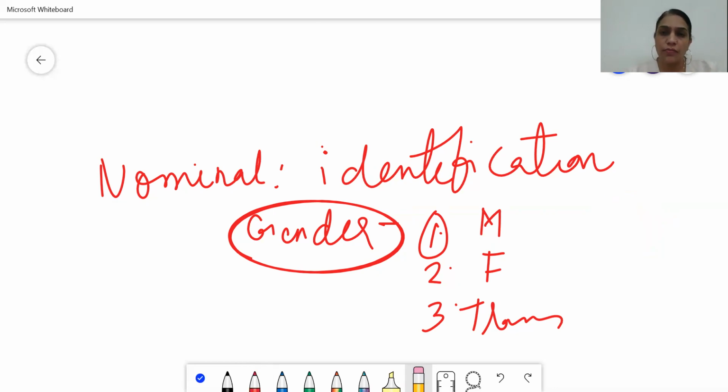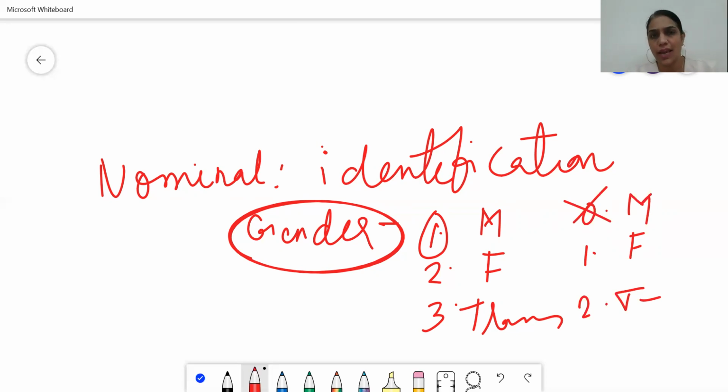If the male candidates say that yes, we have been given number one, then we are number one and we are superpower, then I can change their code like this: 0, 1, and 2 for male, female, and transgender. So now male is 0. These numbers are nothing. They are just for making categories, just for making the identification, nothing else. So nominal scale has the characteristics of identification and classification.